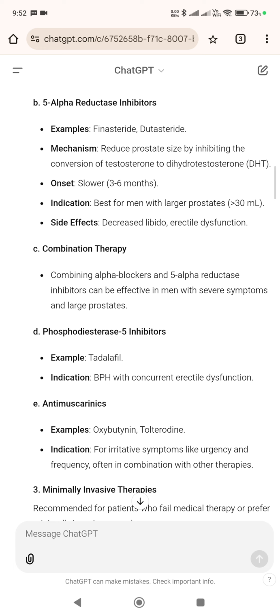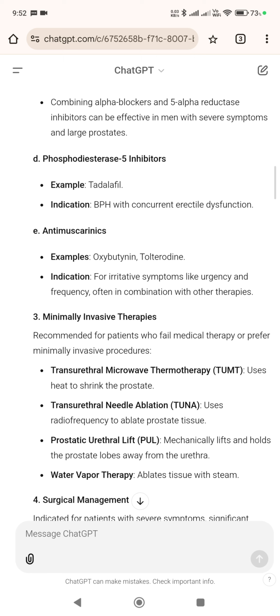C. Combination therapy. Combining alpha blockers and 5-alpha reductase inhibitors can be effective in men with severe symptoms and large prostates. D. Phosphodiesterase 5 inhibitors. Example, tadalafil. Indication, BPH with concurrent erectile dysfunction. E. Antimuscarinics. Examples, oxybutynin, tolterodine. Indication for irritative symptoms like urgency and frequency, often in combination with other therapies.